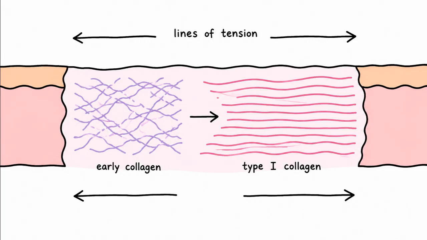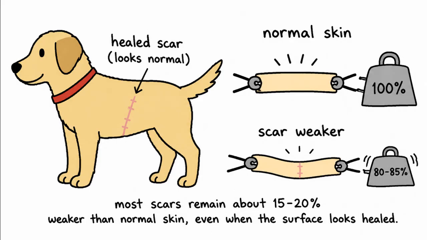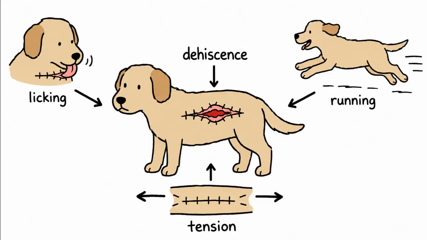Early collagen is reorganized into stronger type 1 collagen aligned with lines of tension. Most scars remain about 15 to 20% weaker than normal skin, even when the surface looks healed. This is why licking, running, excessive tension, or premature suture removal can cause dehiscence.